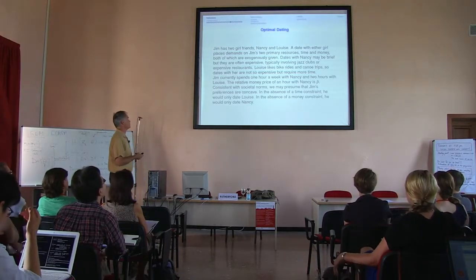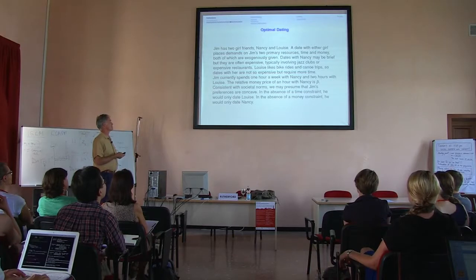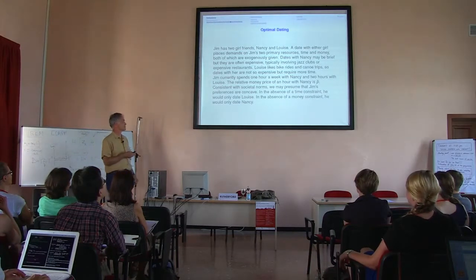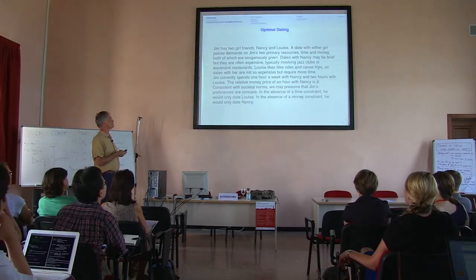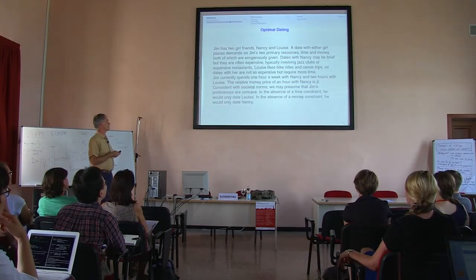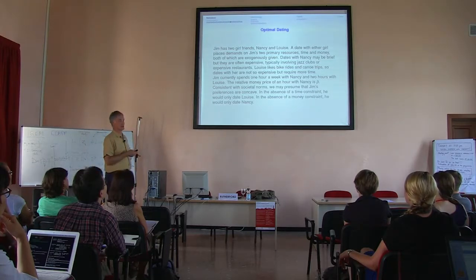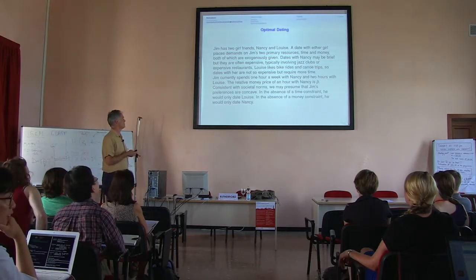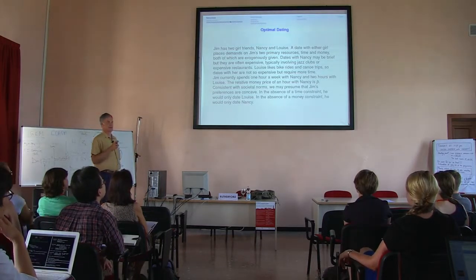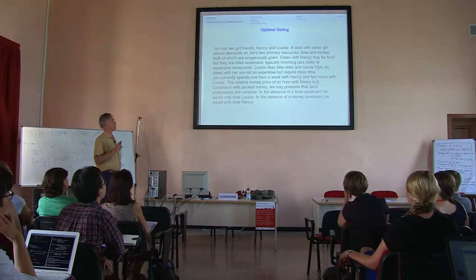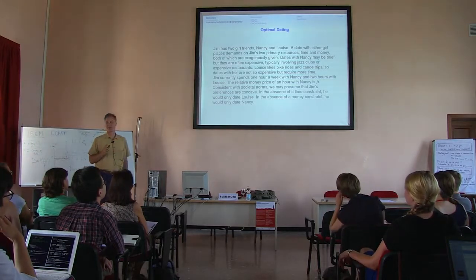So Jim has two girlfriends, Nancy and Louise. A date with either girl places demands on his primary resources, time and money, both of which are exogenously given. Dates with Nancy may be brief, but they're often expensive. Louise likes bike rides and canoe trips. Dates with her are not so expensive, but they require more time. He currently spends 1 hour a week with Nancy and 2 hours with Louise. So his relative money price of an hour with Nancy is P bar. This is the part of the problem I really like. Consistent with societal norms, we presume that Jim's preferences are concave.